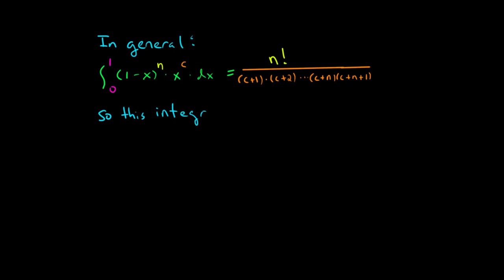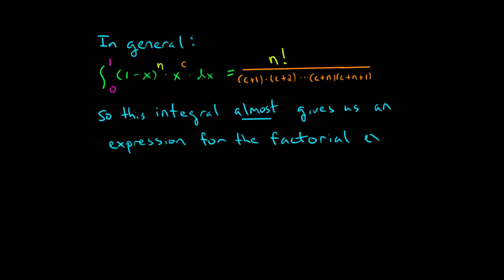So this integral almost gets us to the factorial that we desire, right? It almost gives us an expression for the factorial, except for one thing, except for those terms involving c in the denominator. So what is our goal going to be? Our goal is going to be to somehow isolate the numerator, which was n factorial in that expression. And we're going to have to manipulate the integral a little bit to get there.